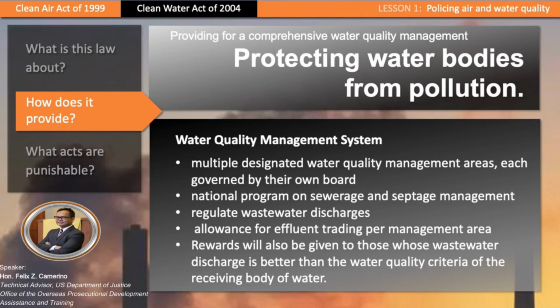Okay, and the kind of rewards that it gives are to those whose wastewater discharges are better than the water quality criteria of the receiving body of water. So, in other words, if the water that will be discharged has a better quality than the body of water that's receiving that water, then it warrants a reward for whoever it is that is looking to discharge that water. Okay, let's see, what else do we have here?